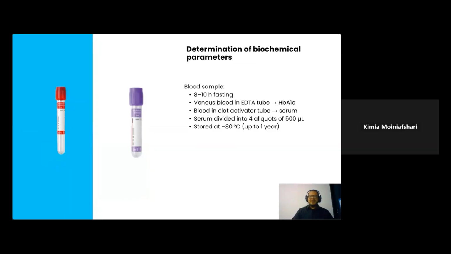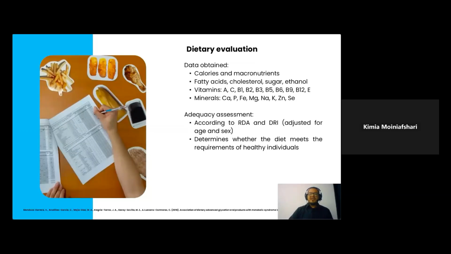Blood samples were collected after an 8 to 10 hour fast. We analyzed glucose, hemoglobin A1C, lipid profile, and uric acid. These samples were also used for determination of IL-6 and sRAGE concentrations using enzyme-linked immunosorbent assay. The dietary data included caloric intake, macronutrients, fatty acids, cholesterol, sugar, ethanol, as well as vitamins A, C, and the B complex, and minerals such as calcium, phosphorus, iron, magnesium, sodium, potassium, zinc, and selenium.